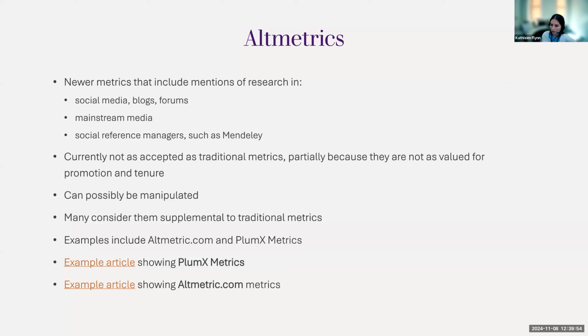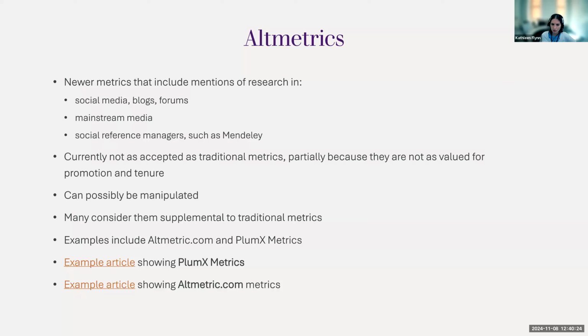So those are some of the most popular traditional metrics, but as I said, they aren't perfect, and researchers always want other ways to prove impact. So altmetrics became a thing, and these would be things like mentions in social media or mainstream media or social reference managers such as Mendeley. So as social media has become more popular, people think altmetrics are a good way to measure immediate impact of research as opposed to waiting around for people to cite your paper, because that can take some time.